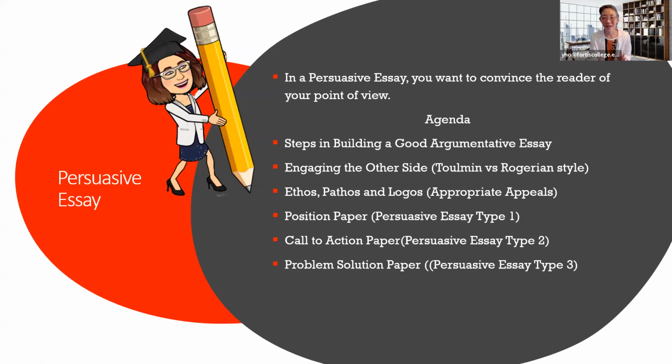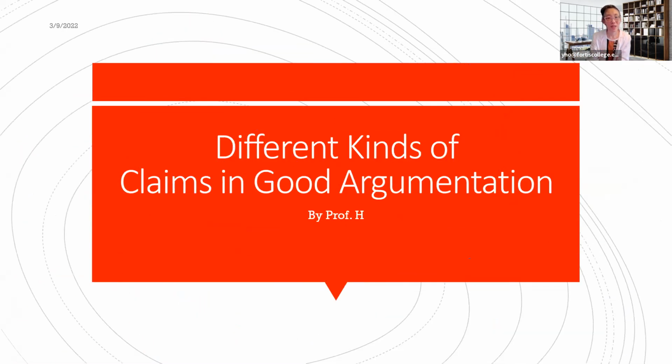So she could then stick to the problem solution paper, which is very commonly used in business writing and to write research papers. If you get good at writing problem solution papers, you become really good at writing any kind of proposal, like a business proposal, research proposal, any kind of proposal, or legislation. So that's it, different kinds of claims in good argumentation.